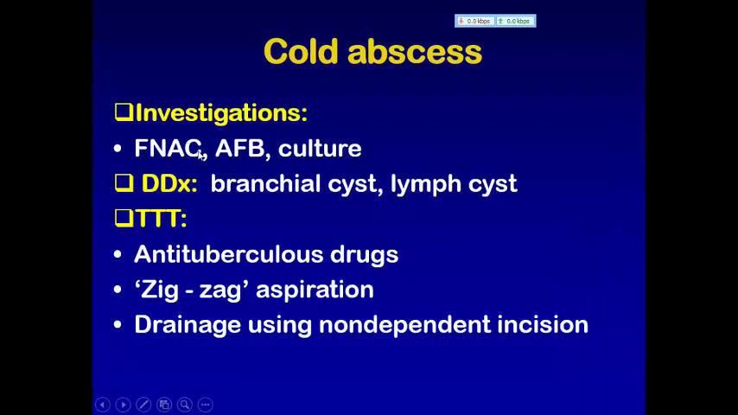The required investigation: fine needle aspiration cytology, and also investigation for acid fast bacilli in the abscess. Also, the abscess should be sent for culture and sensitivity. Differential diagnosis from branchial cyst and from lymphatic cyst. Treatment is by antituberculosis drugs and what we call zigzag aspiration.